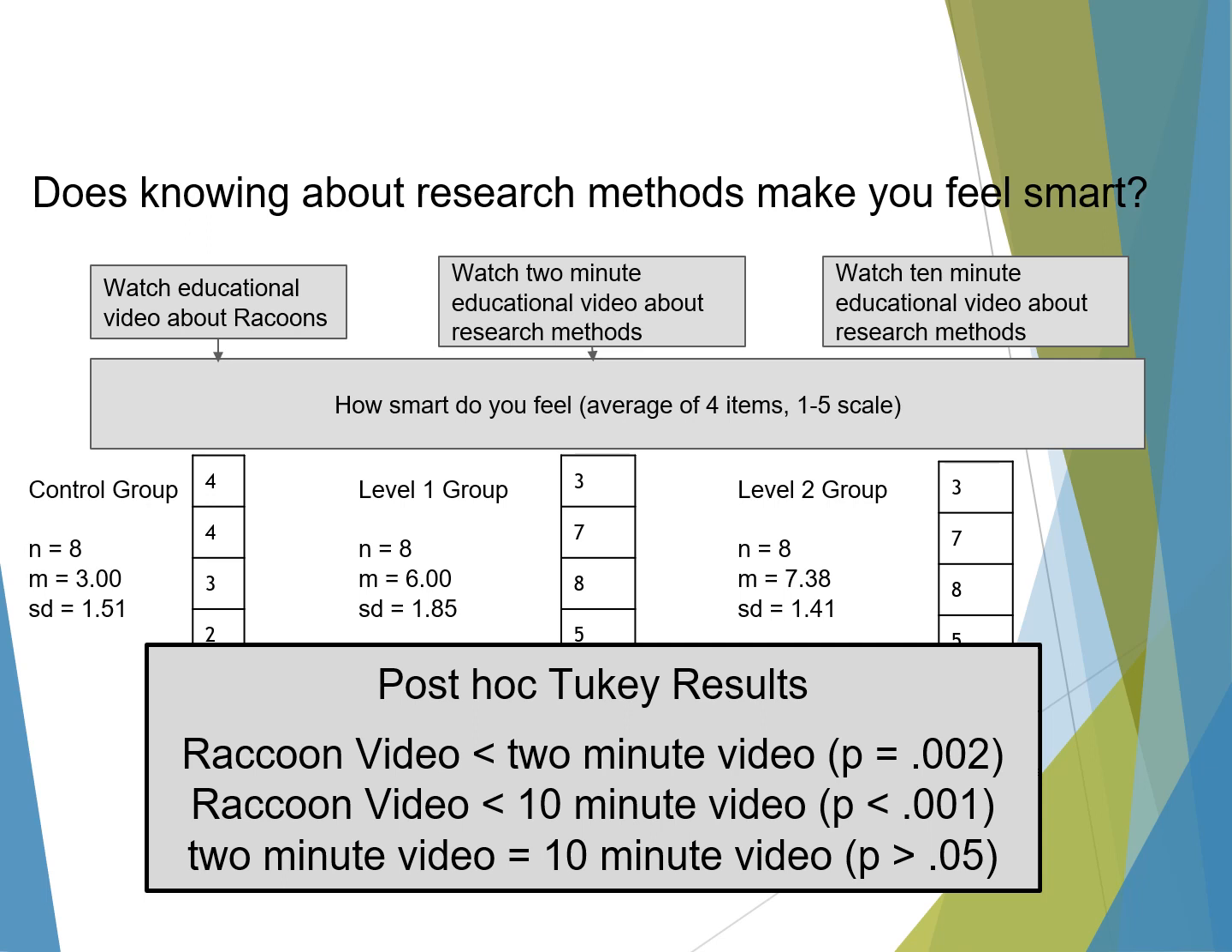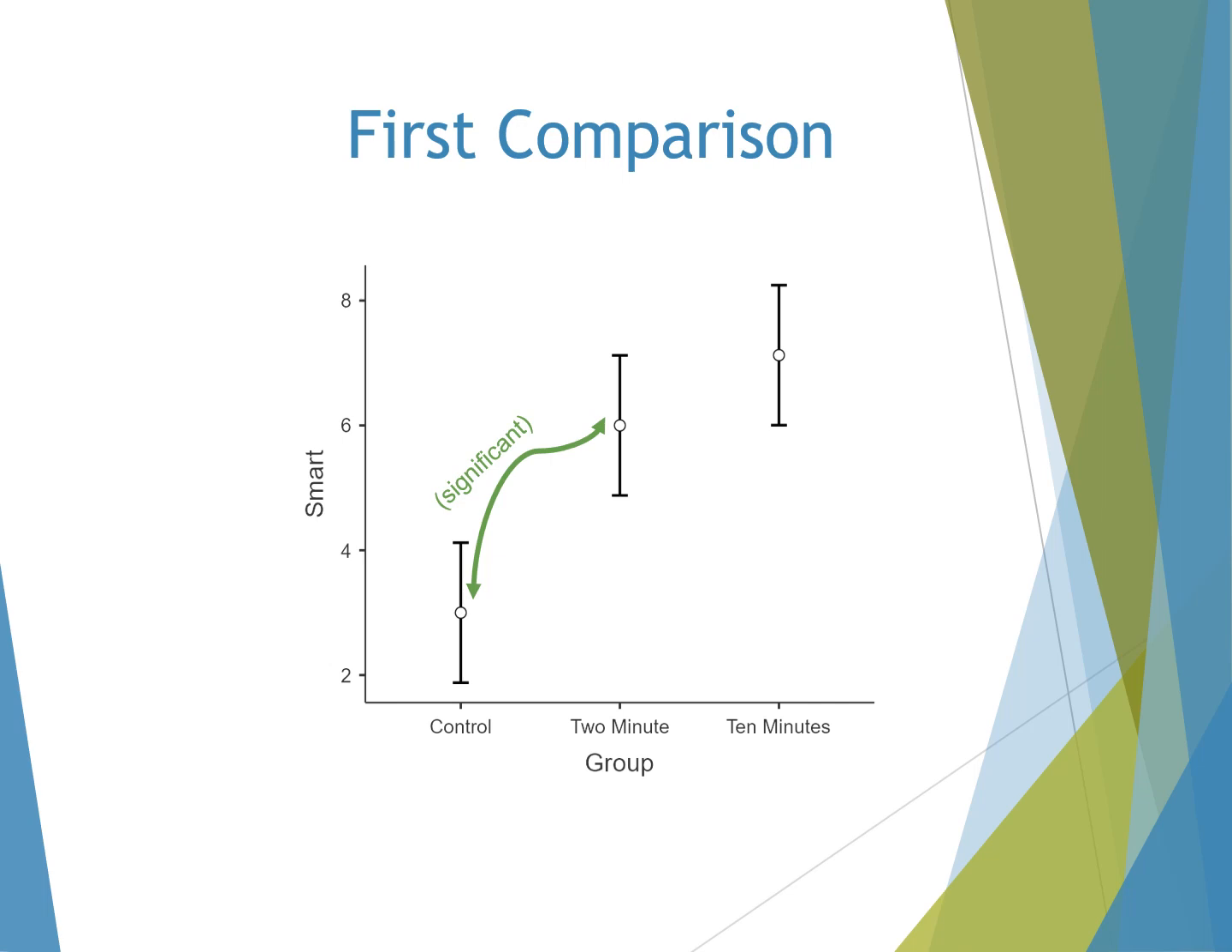So you might get something like this, where the raccoon video is significantly different from the 2-minute video. And the raccoon video is definitely also significantly different from the 10-minute video. But there is no significant difference between the 2-minute video and the 10-minute video. So you can see this pattern where we feel smarter after watching any kind of educational video about research methods, but the amount of time the video runs doesn't matter. Okay, so this is what this would look like.